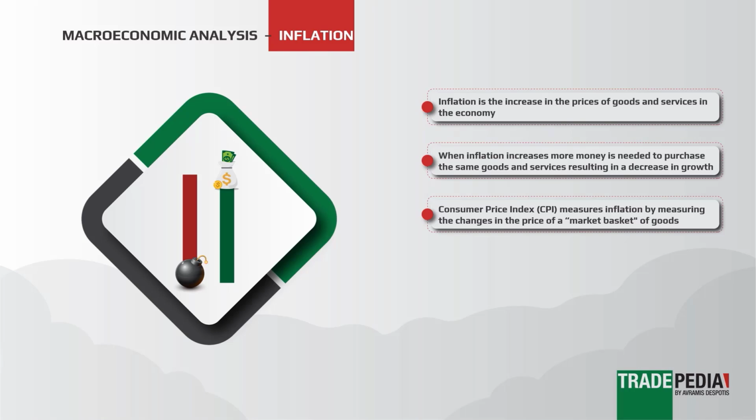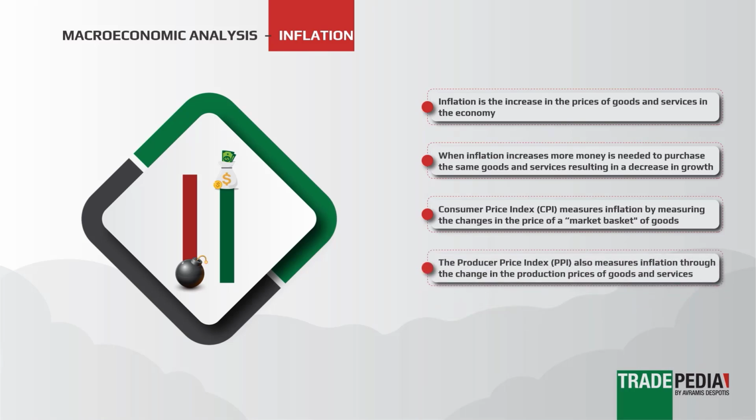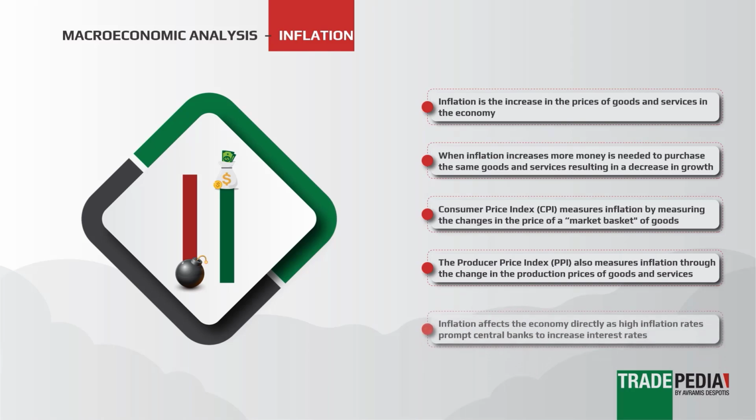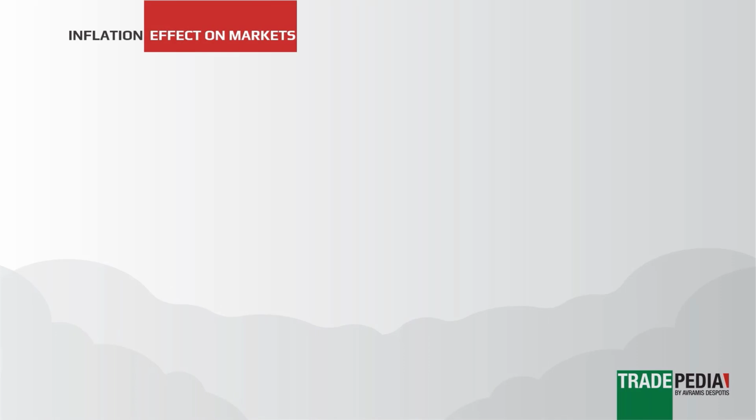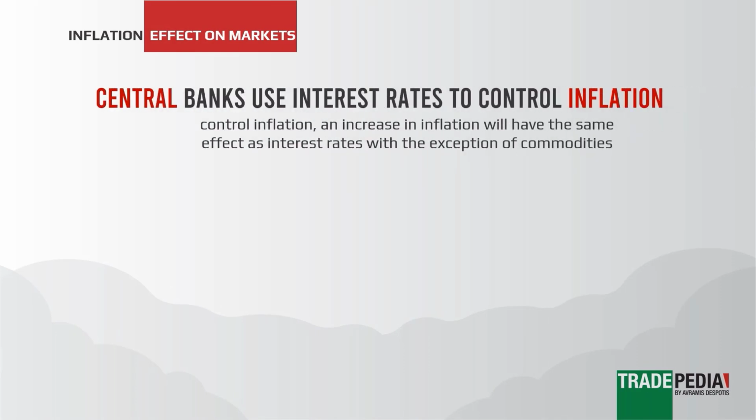Another measure of inflation is the Producer Price Index, PPI, which measures the change in the production prices of goods and services. Inflation has a direct effect on the economy, and this is because high inflation rates will prompt central banks to increase interest rates. Central banks use interest rates to control inflation. An increase in inflation will have the same effect as interest rates on the markets, with the exception of commodities.